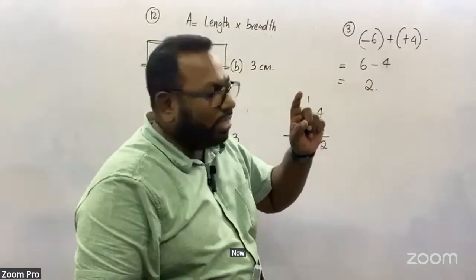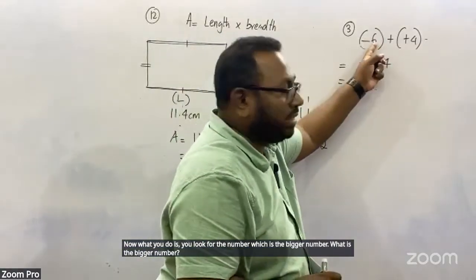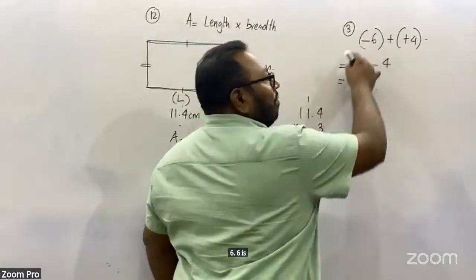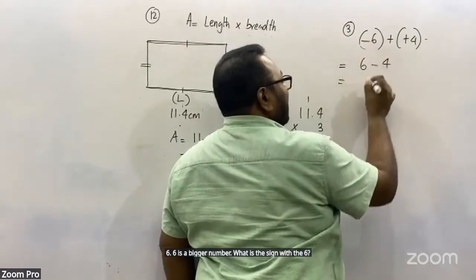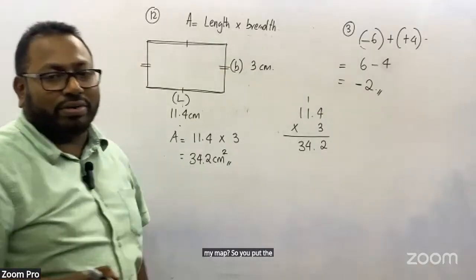Now you look for the bigger number. What is the bigger number? 6. What is the sign with the 6? Minus. So you put the minus sign.